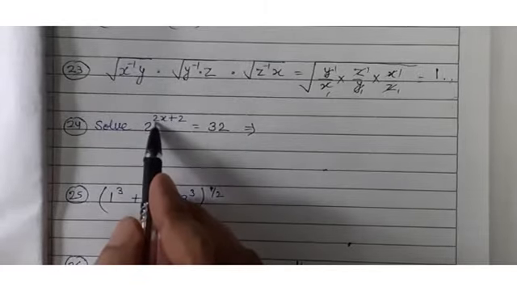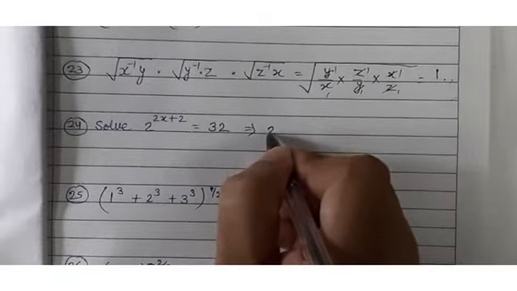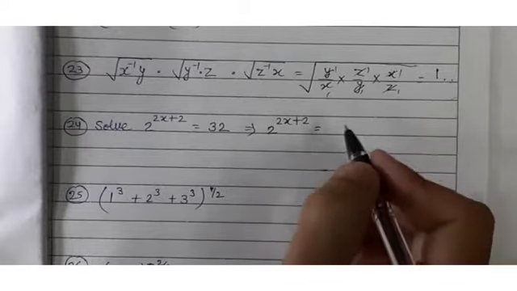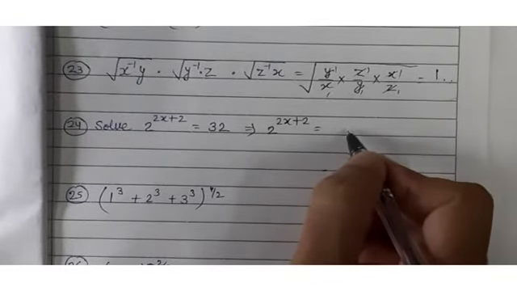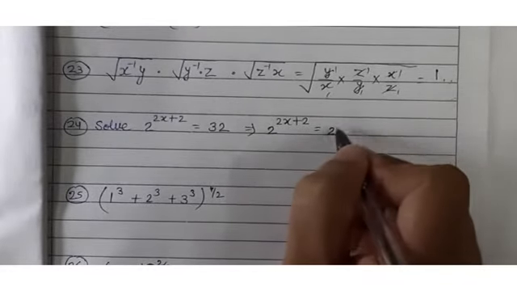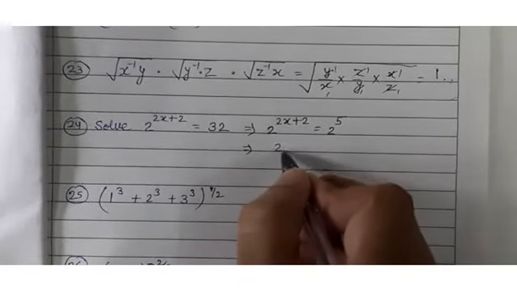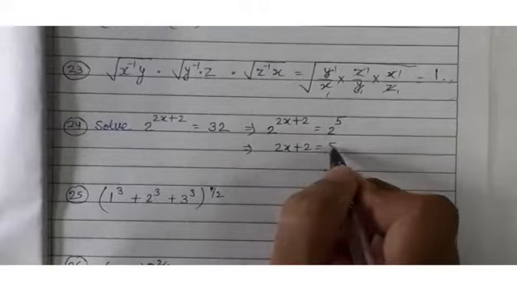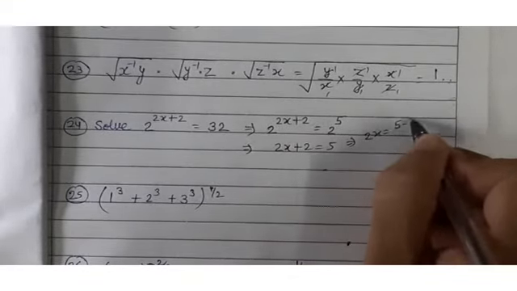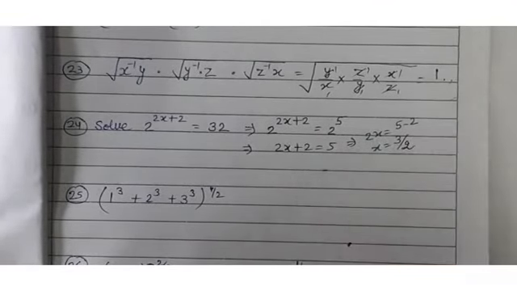Okay, then come on, the next question, number 24. Solve 2 power 2x plus 2 is equal to 32. So 2 power 2x plus 2, 32 can I write? 2 power 5: 2 to the 4, 4 to the 8, 8 to the 16, 16 to the 32. This is 2 power 5. Okay, now base is same, then powers will become same like this. So 2x plus 2 is equal to 5, 2x is equal to 5 minus 2, 2x is 3, send this 2 down, x is 3 by 2.